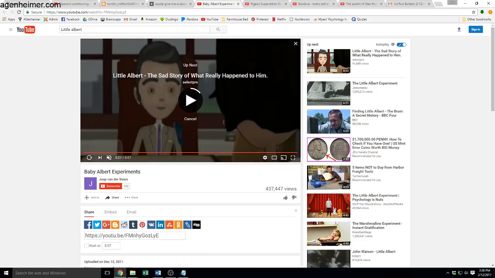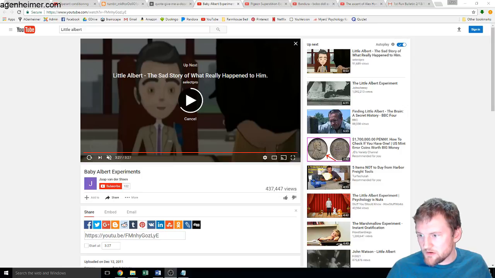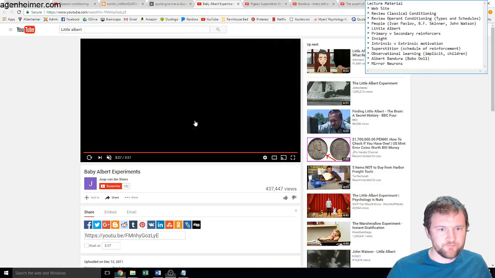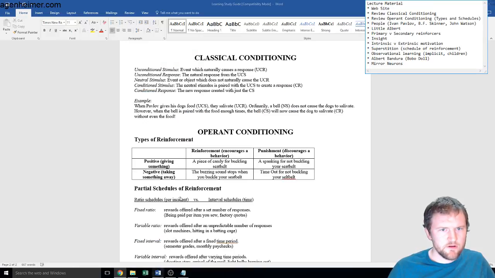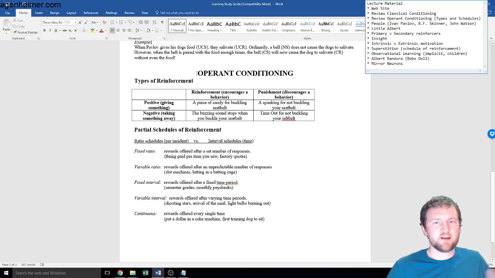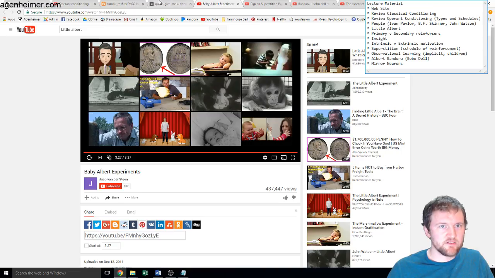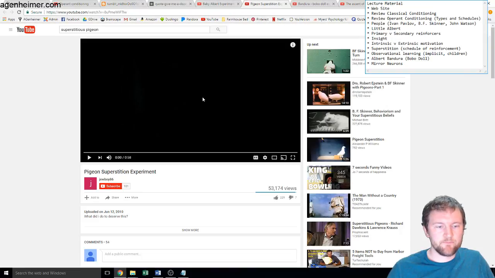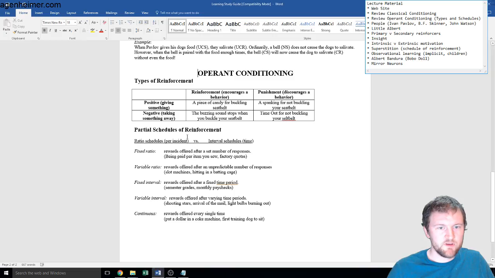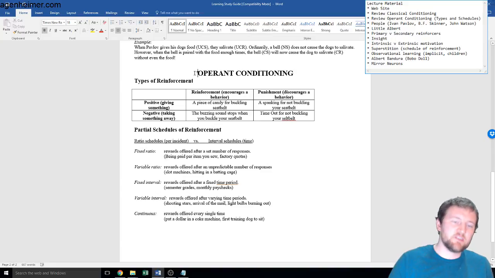So there's John Watson. Let me bring myself back up here, as well as the window. There we go. All right, let's go over operant conditioning. So that's classical conditioning. Operant conditioning is B.F. Skinner. So Skinner is this guy with the pigeons. And operant conditioning is you can make a behavior increase or decrease depending on what you do after the behavior.